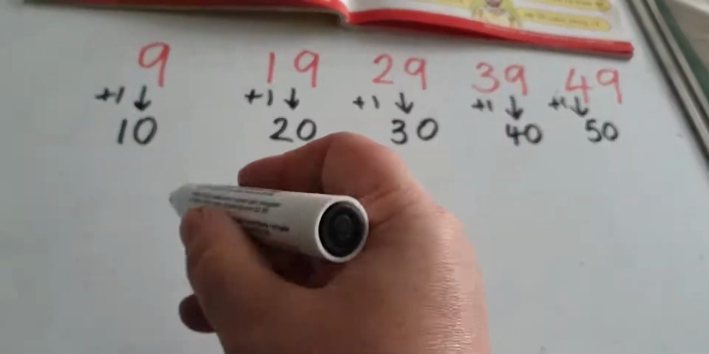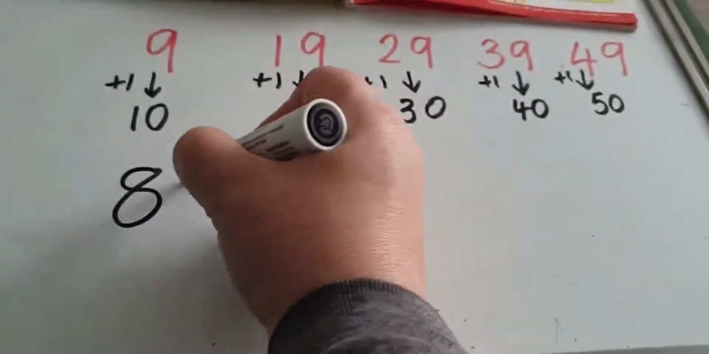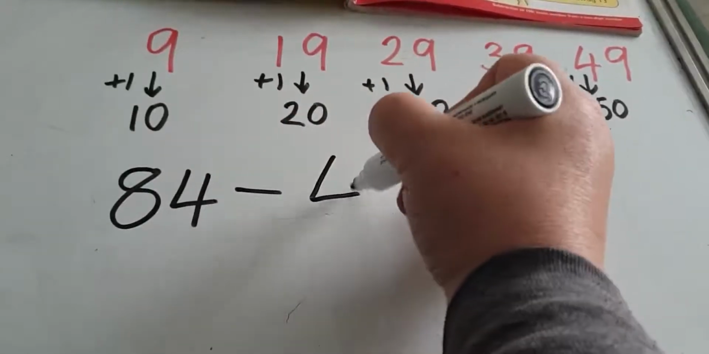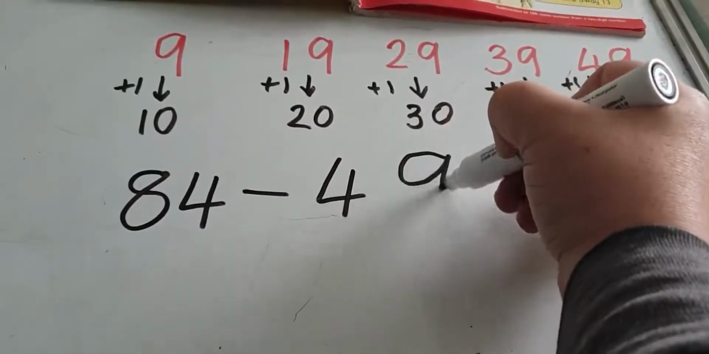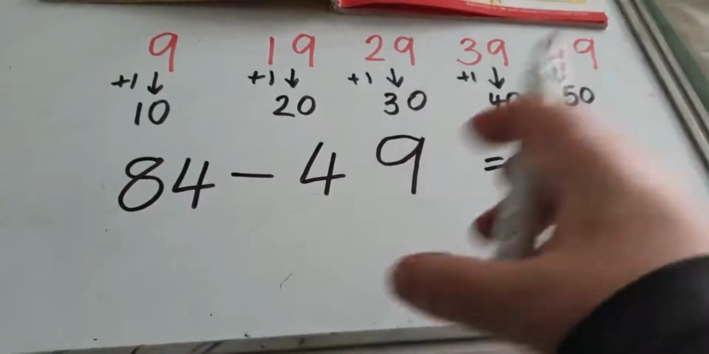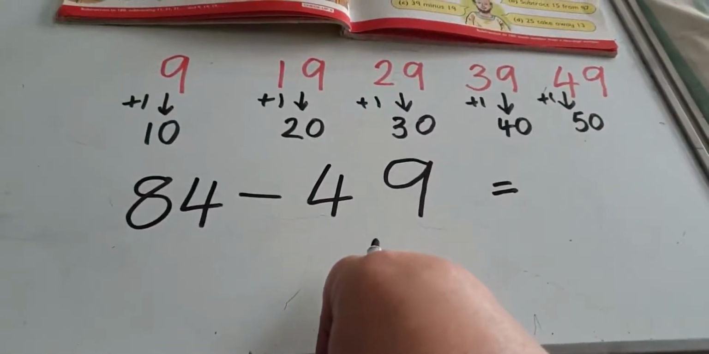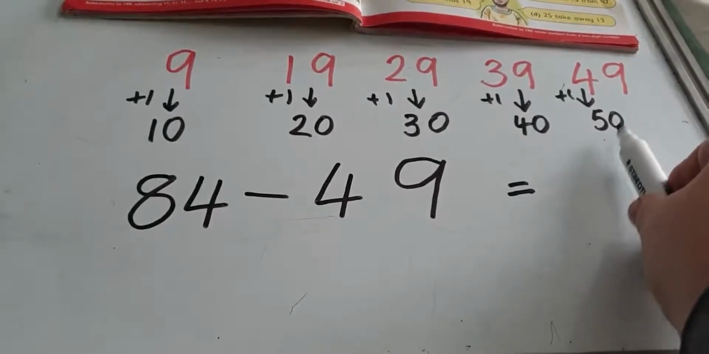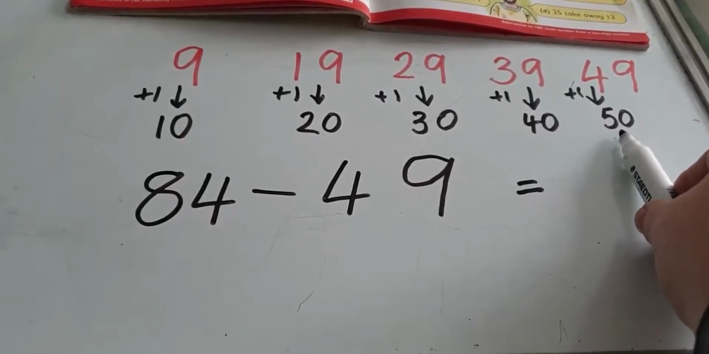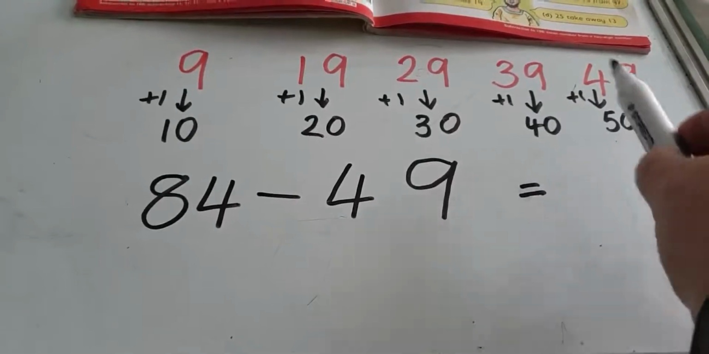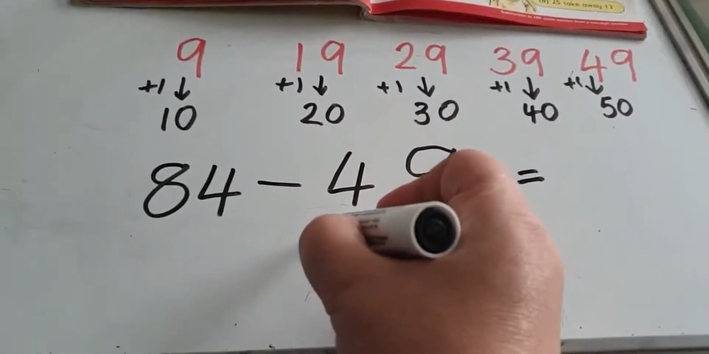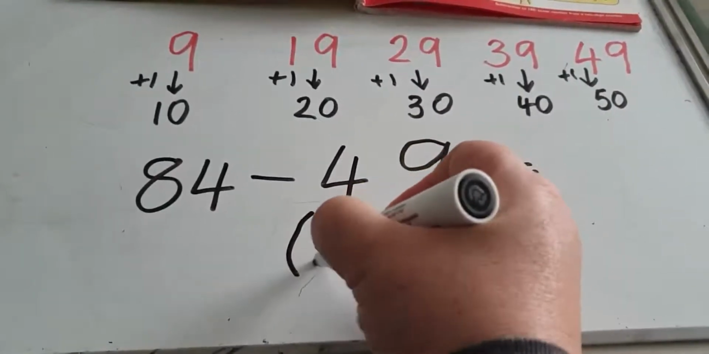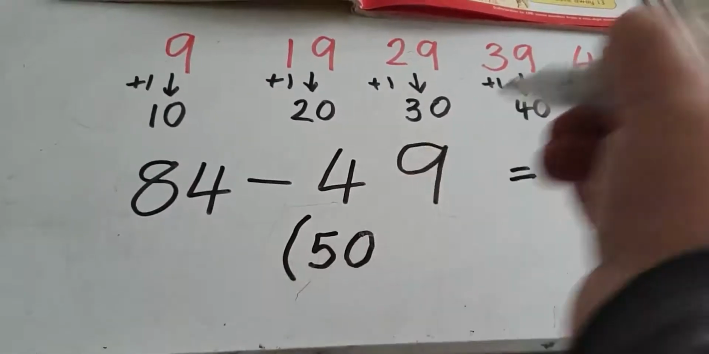Let's do this one. 84 take away 49. Okay, instead of taking away 49, why don't we take away an easier number? Why don't we take away 50? Change it to 50. Instead of 49, let's do take away 50 instead.